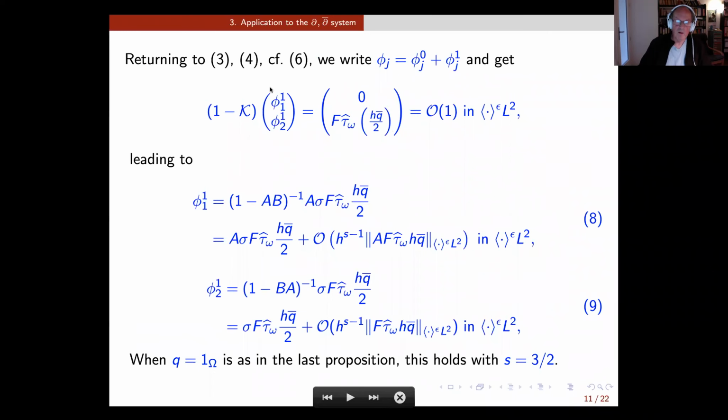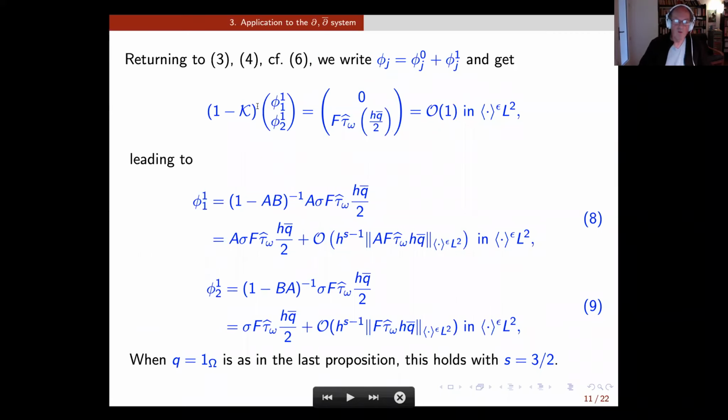And now I return to our system here. The system 3 is just a rewriting of the original problem. And I'm looking for phi j0, so phi 10 is the function 1, phi 20 is 0. And these are the corrections for the exact solutions. And these corrections should solve this inhomogeneous system.